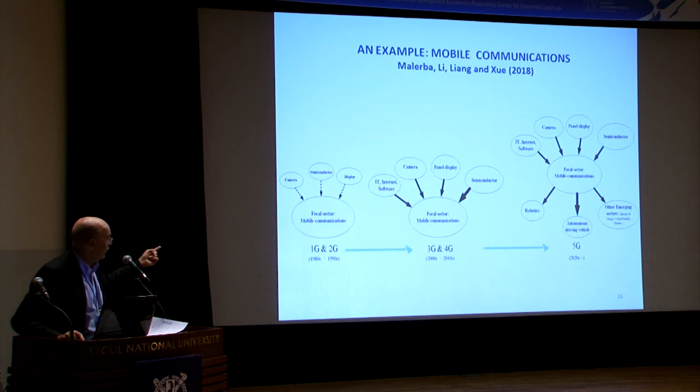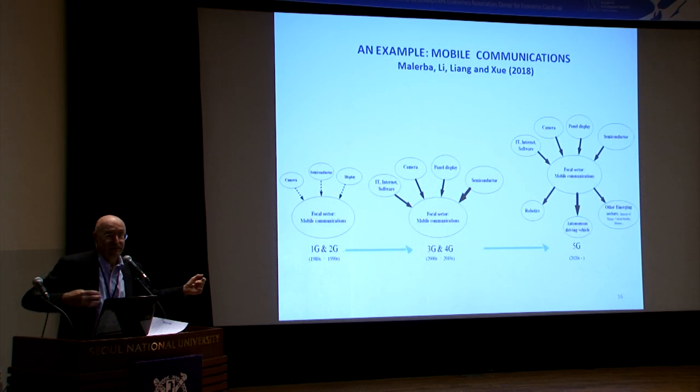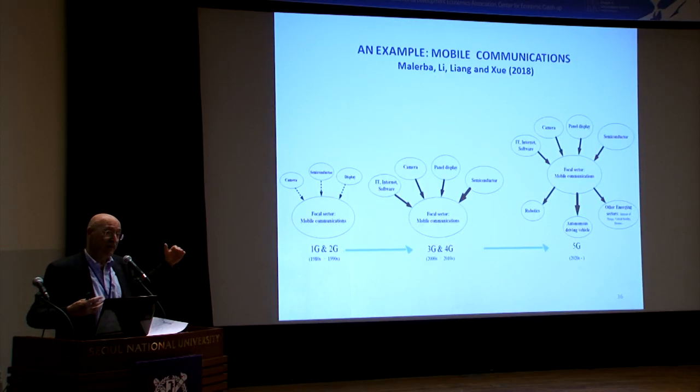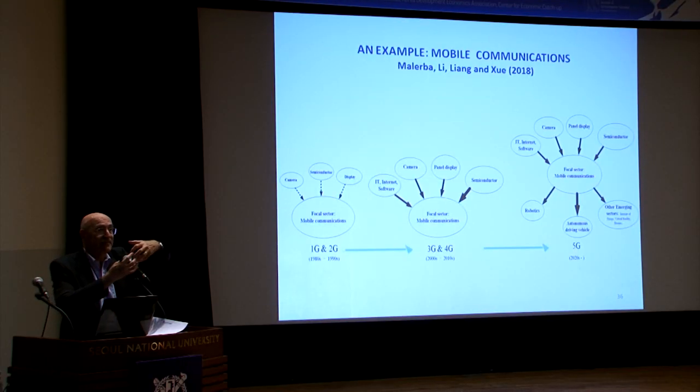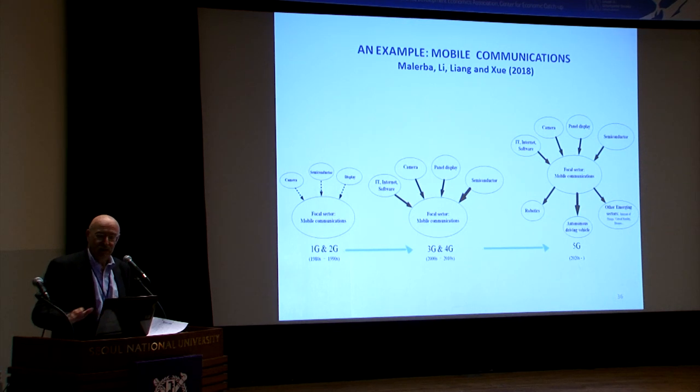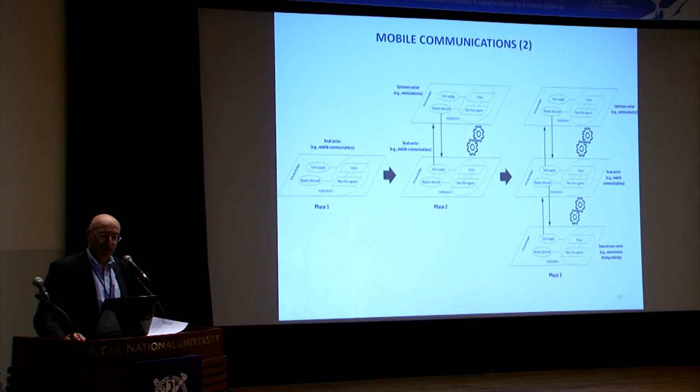This is much clearer if you look at the evolution of mobile communication from 1G or 2G, where the systems were completely separated, to 3G and 4G, where you have strong links with upstream camera, panel display, and semiconductors, to 5G, where the links between sectoral systems are very strong in all ways. Therefore, you cannot take a mobile phone as an independent sector. Let me conclude.